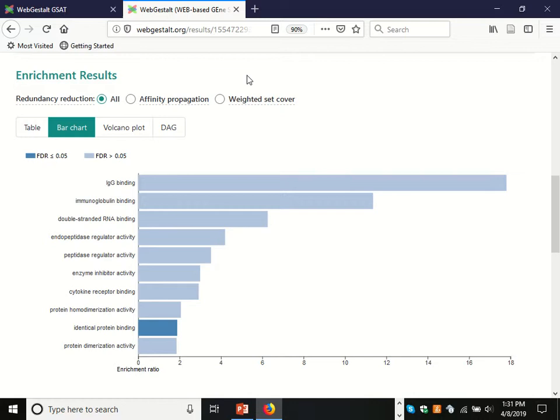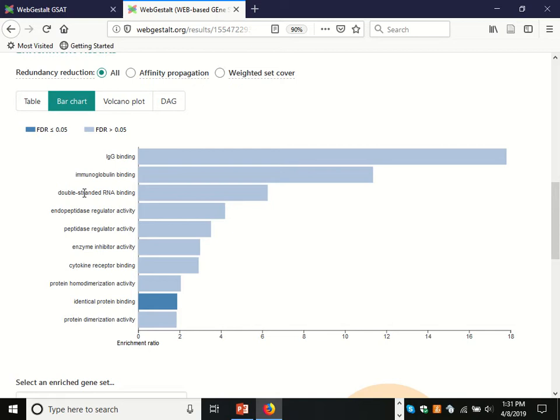to give you a more minimal list of the pathways that have really large numbers of genes on your list. So if we look at the bar chart, we see that IgG binding, immunoglobulin binding, etc., have a really, really high enrichment ratio. The number of genes that were observed versus those that would be expected by random chance is much greater for things like IgG binding and immunoglobulin binding.